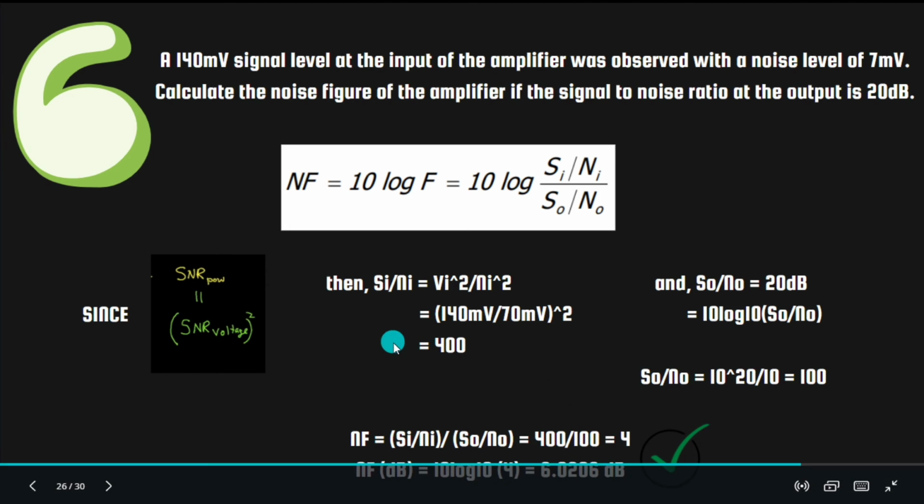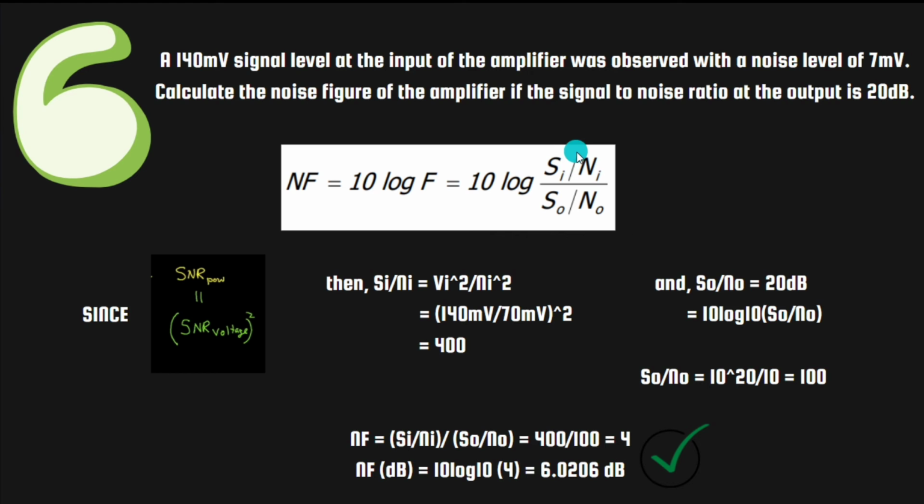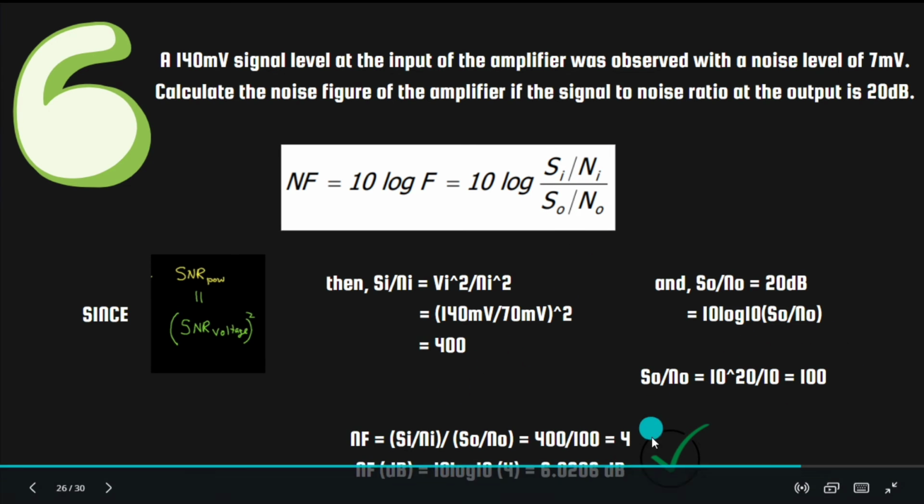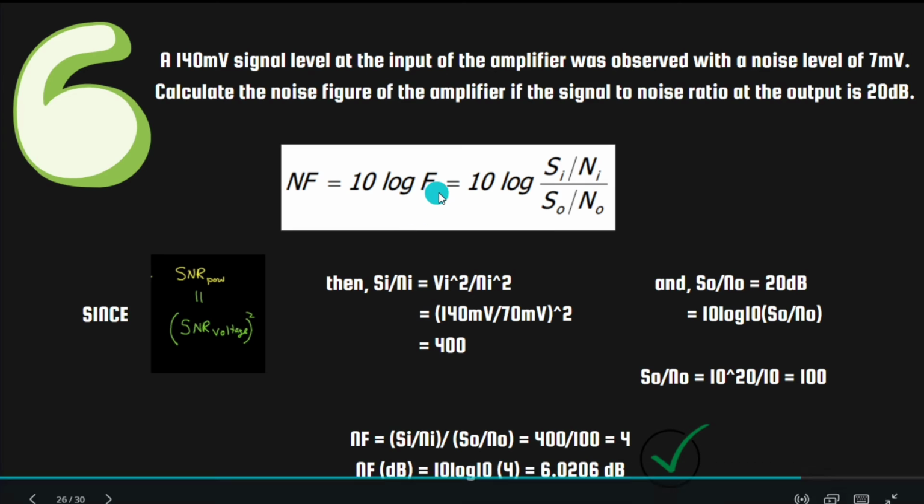So the noise figure is then equal to this formula. We will get first the ratio of the input SNR to the output SNR. So that will be 400 all over 100, which is equal to 4. And then converting that to decibels, we have 10 log of 4, then that will be equal to 6.0206 dB or decibels.